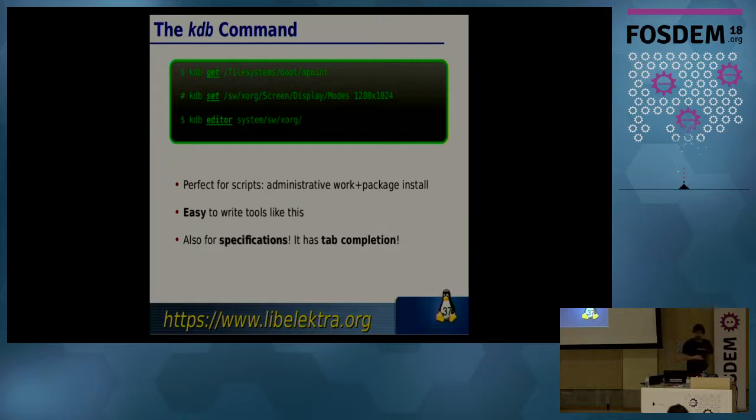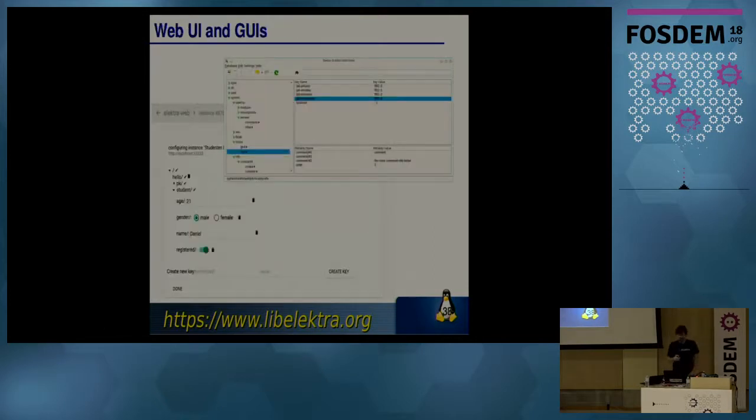And there are some things you can do with the KDB command we have already shown you before. But what's really important here is that it's nearly trivial to write new tooling like this. And then we also have web UIs and graphical user interfaces. And in the web UI, we actually read the specification. And if the specification says, oh, that's a Boolean, then we get checkboxes, and it's not even possible to input something wrongly. That's because of the introspection we allow of the specification.